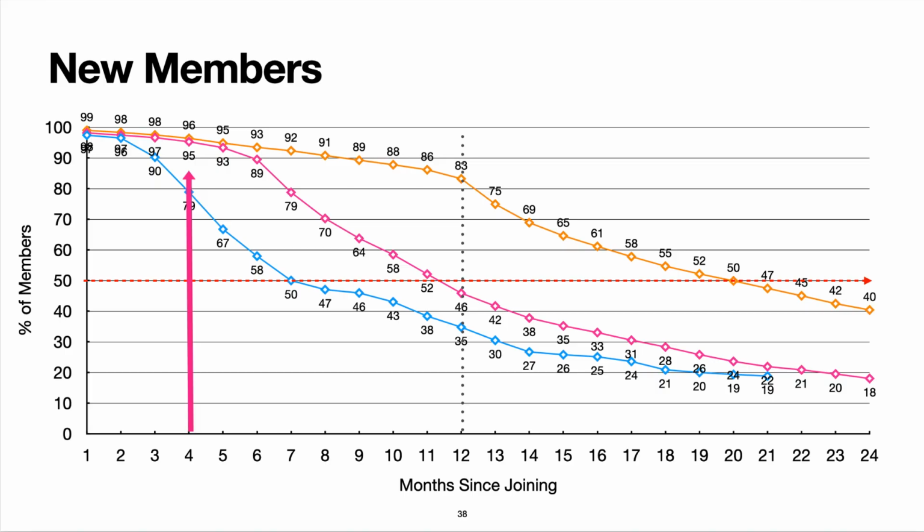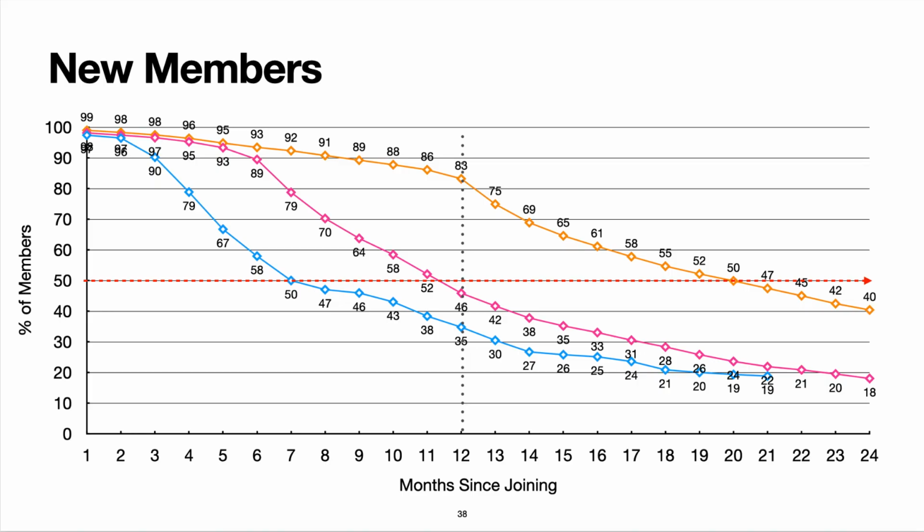Looking at the pink line for the same period, you're looking at 95% surviving 4 months, and then 46% staying 12 months. And then repeating that once again for the orange line, you can see that 96% have stayed in the first 4 months and 83% have stayed for the 12-month period.